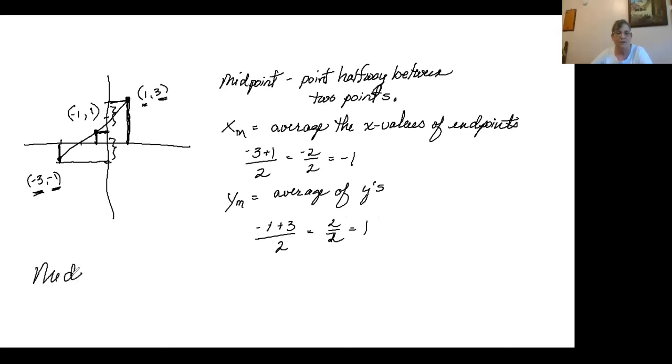Your formula to get a midpoint between 2 endpoints is always to take the 2 x values, add them together and divide by 2 to get the x value, and take the y values, add them together, divide by 2 to get the y value. So this is how you get a midpoint between 2 points.